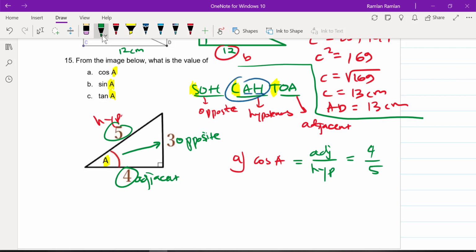Make sure that if you are using a fraction, you write down the simplest form of the fraction. Or for this one, you can write it as a decimal, which will be equal to 0.8. This is actually the same thing.